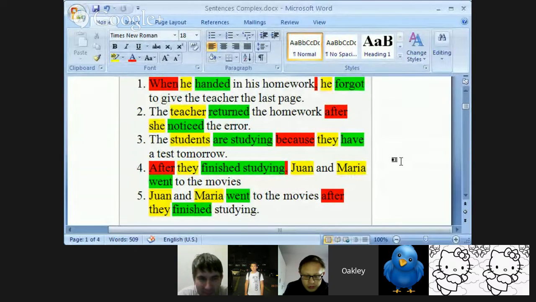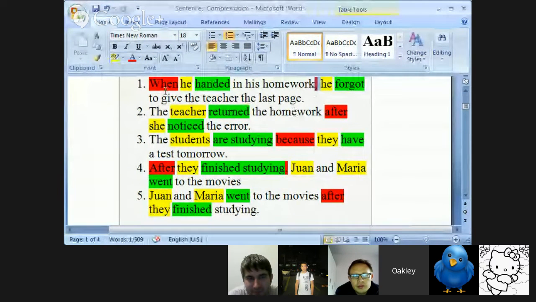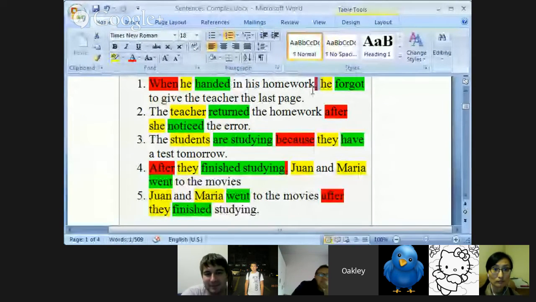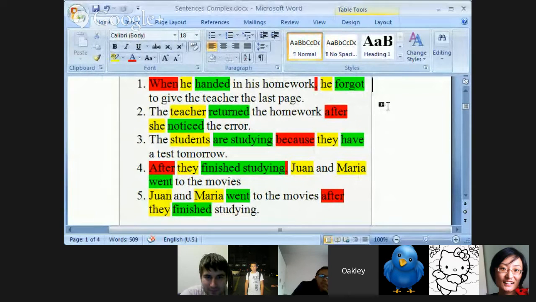Okay, here we go. Ladies and gentlemen, we're looking here at examples of complex sentences. Again, the subordinator is when. Notice we need a comma here. The subject nouns are highlighted in yellow. When he, and then the verb in green, handed in his homework, comma, he forgot to give the teacher the last page. Now, it's important that we understand what an independent clause and a dependent clause actually are.